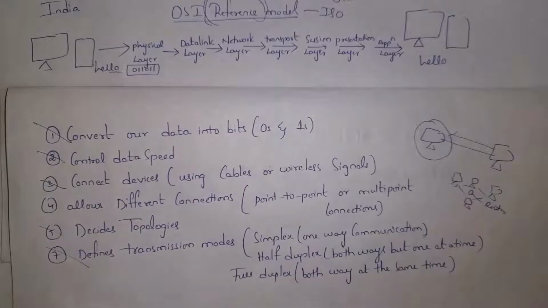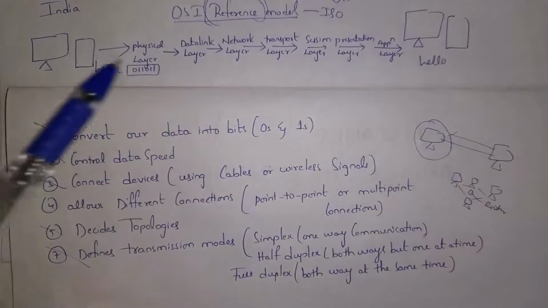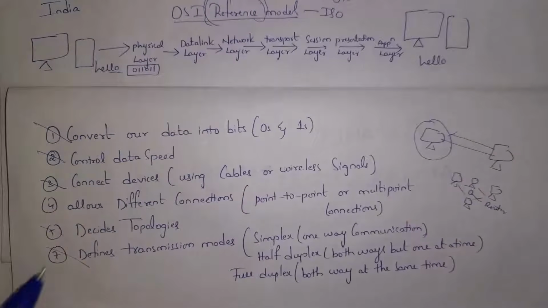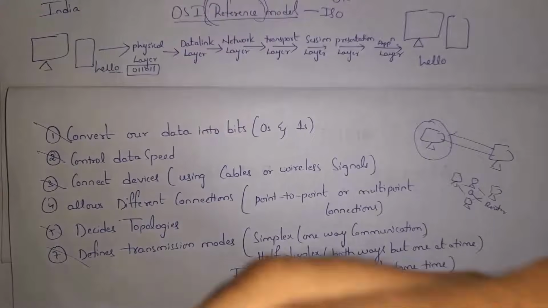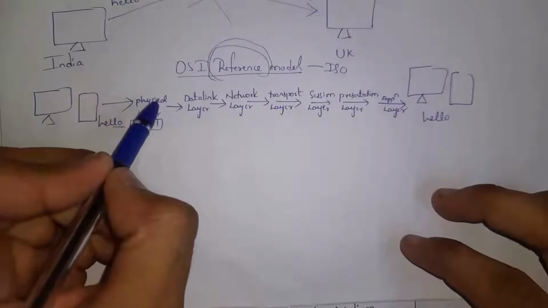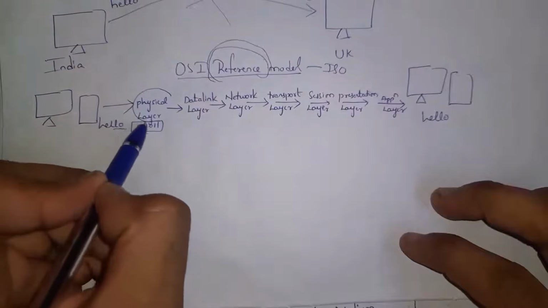That is simplex. Whereas in half duplex, two computers can communicate with each other, like they can send messages. But in half duplex, two computers cannot send a message at a time. Whereas in full duplex, two computers can send messages at a time. Thus, all these are various kinds of functions or operations performed by the physical layer. Guys, in the exam, you need to explain each and every function clearly. This is all about the first layer, that is the physical layer.